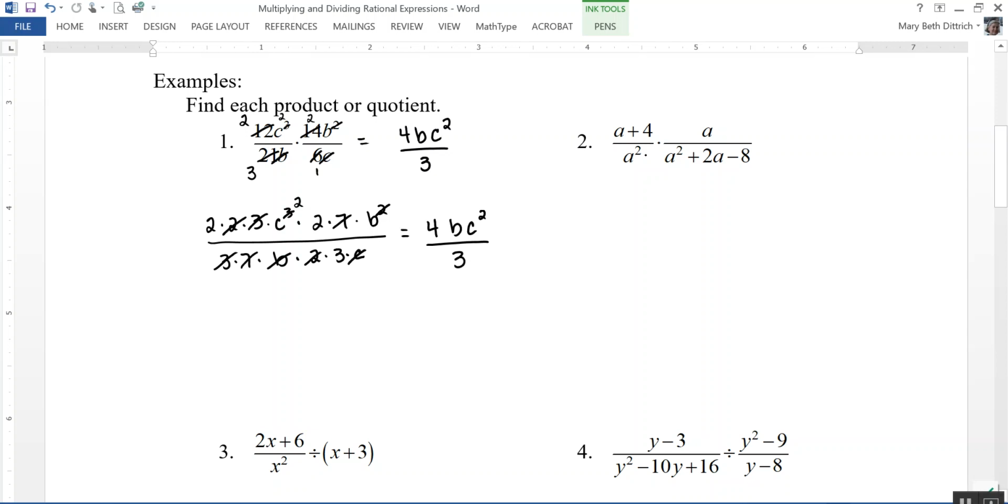A plus 4 over a squared times a over a squared plus 2a minus 8. So let's go ahead and factor anything that we can.